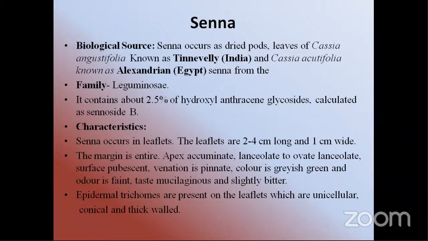Senna occurs in leaflets. The leaflets are mainly 2 to 4 centimeters long, and the senna pods are 4 to 5 centimeters long. The Alexandrian senna leaf is somewhat longer in shape than the Indian senna leaf. Indian senna leaves are somewhat small in shape, and Alexandrian senna leaves are comparatively long in shape.